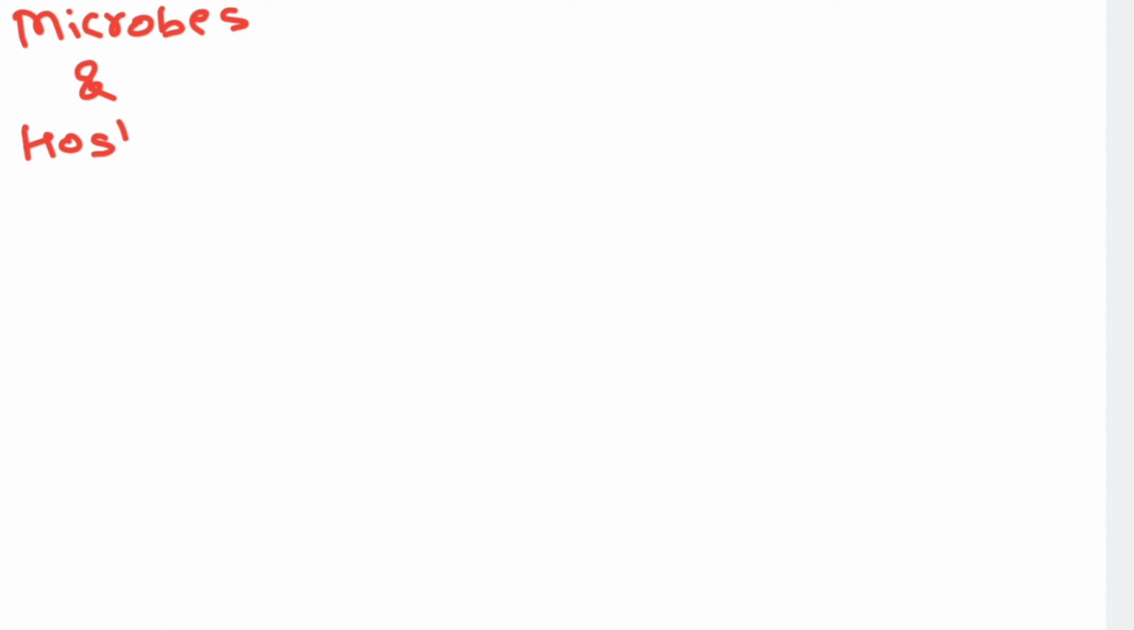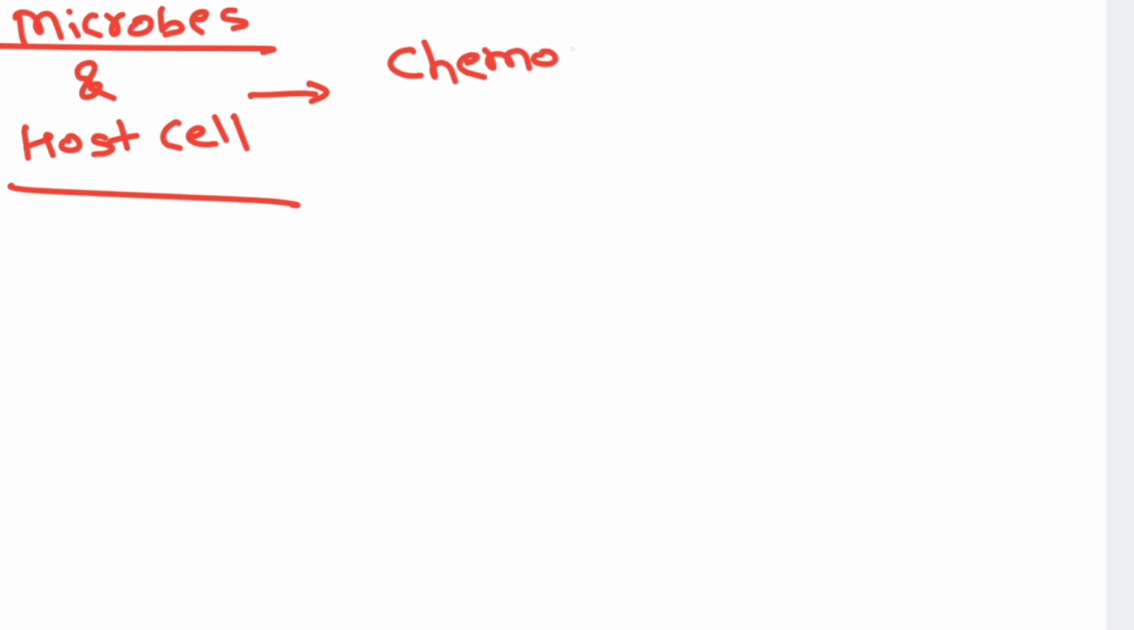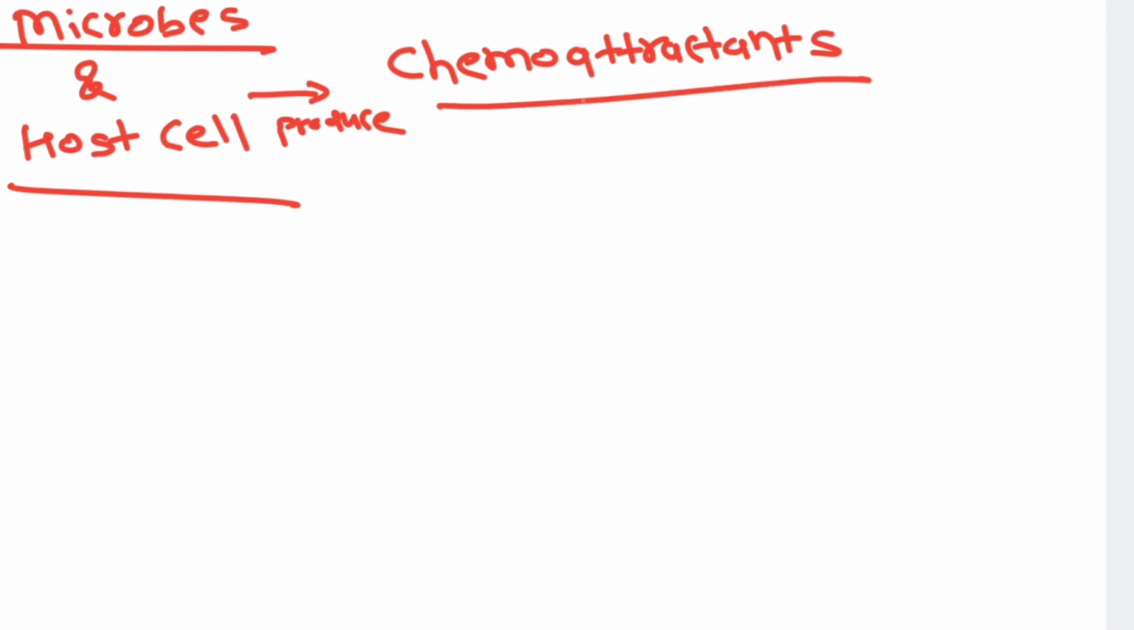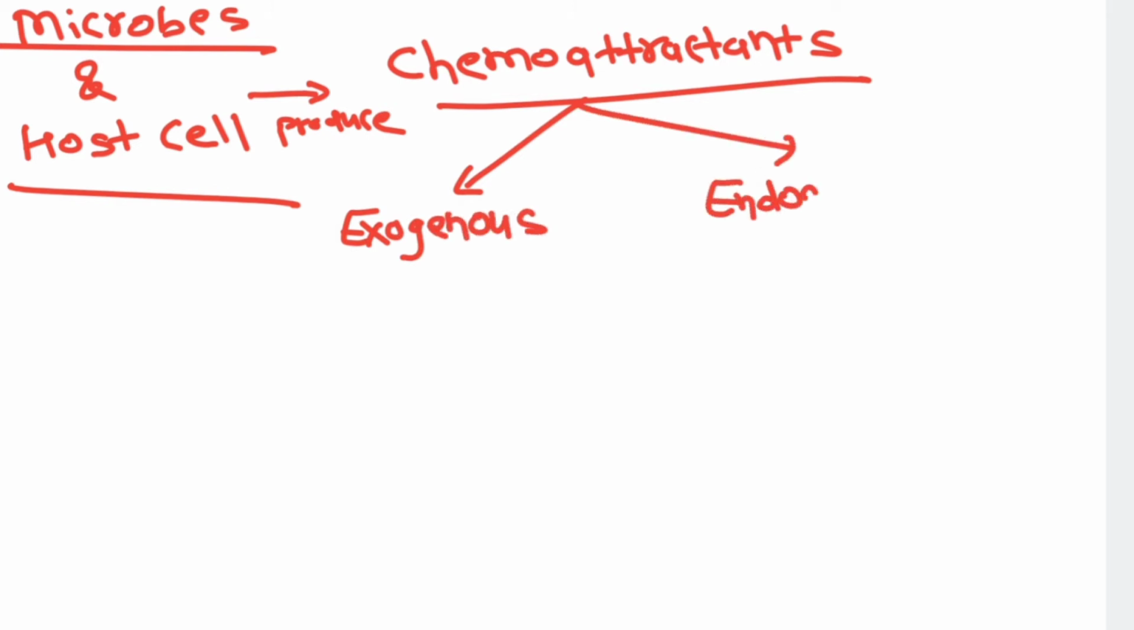And now friends, the microbes, particularly certain bacteria, and the host cell will produce certain chemoattractant substances. This substance will be produced either from the microbe or from our host cell. This substance could be exogenous or endogenous. Exogenous means outside the body and endogenous means production within the body.